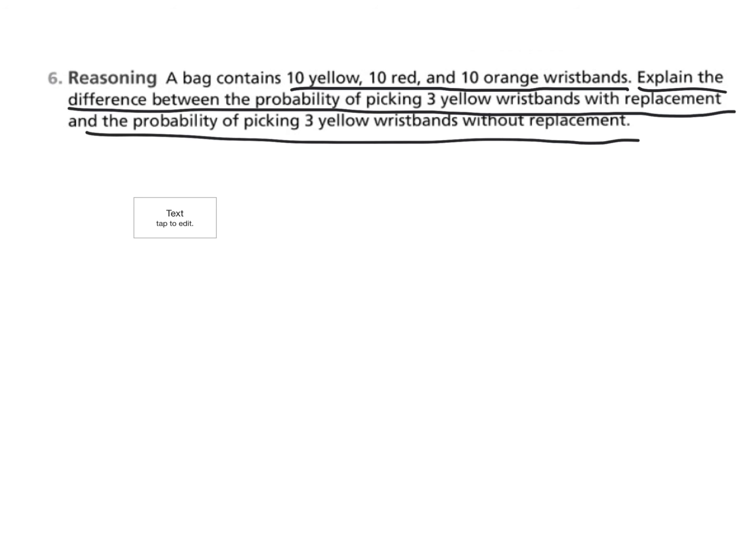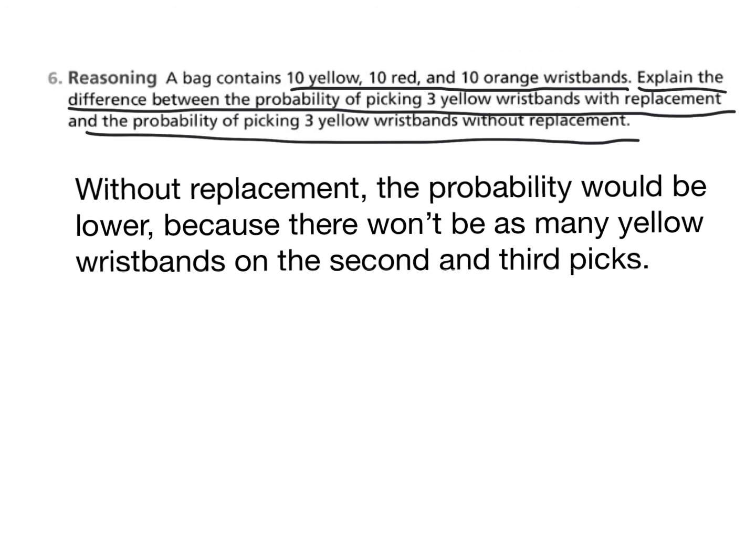Okay, so basically, without replacement, the probability is going to be lower of this happening, because if we don't put it back in, there's not going to be as many yellow wristbands on the second and third picks. Instead of every time there being 10 yellows, if we don't replace them, there'd be 9 yellows, and then there'd be 8 yellows.